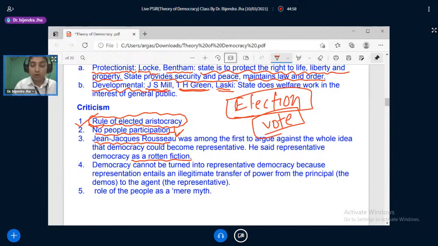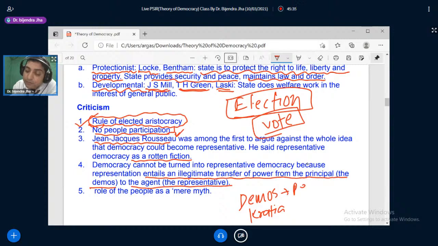So democracy cannot be turned into representative because representation entails an illegitimate transfer of power from the principal, the demos, to the agent, that is the representative. Who is the principal? People. Who is demos? People, right? What is representation? अगर डेमोक्रेसी का मतलब करें, अब डेमोस का क्या मतलब है? क्यों ये इलिजिटिमेट ट्रांसफर ऑफ पावर बोल रहे हैं? डेमोस और क्रेसिया से बना है.